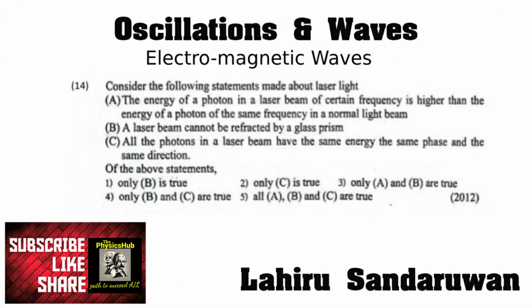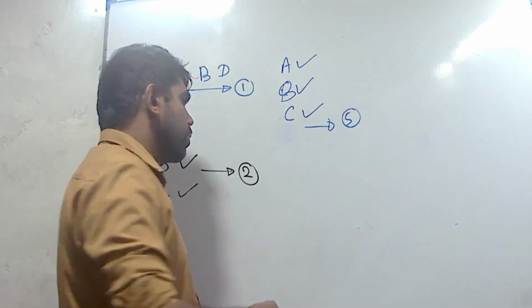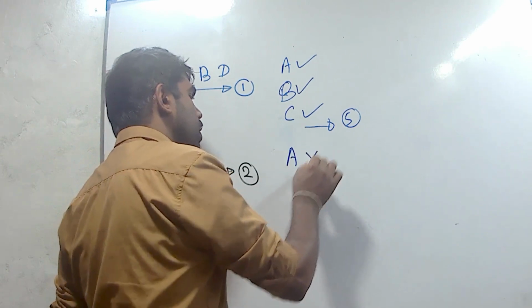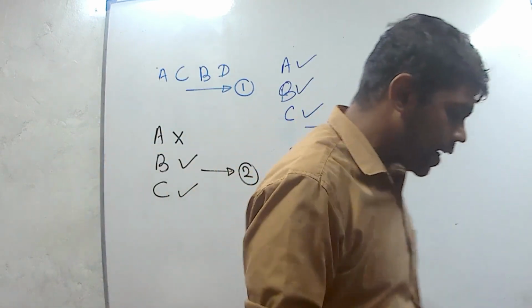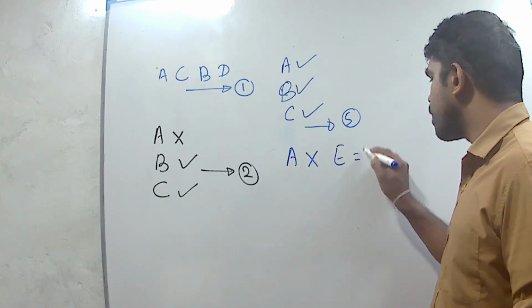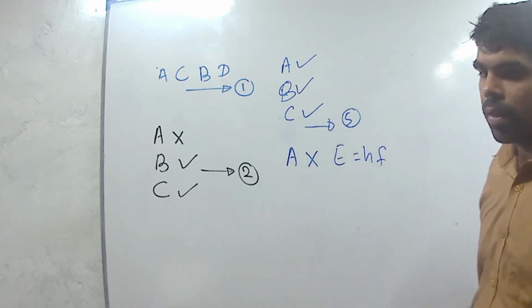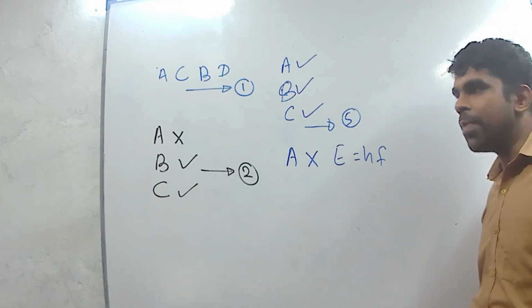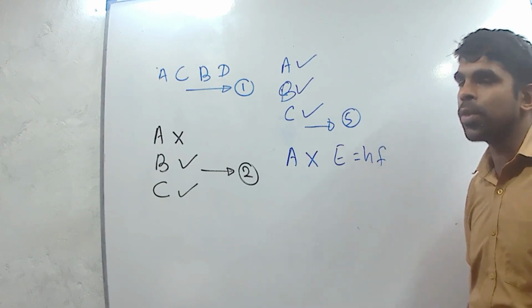Consider the following statements made about laser light. Statement A. The energy of a photon in a laser beam of a certain frequency is higher than the energy of a photon of the same frequency in a normal light beam. No, we know that the energy of a photon is hf. If there is the same frequency, the energy of the photon is constant.